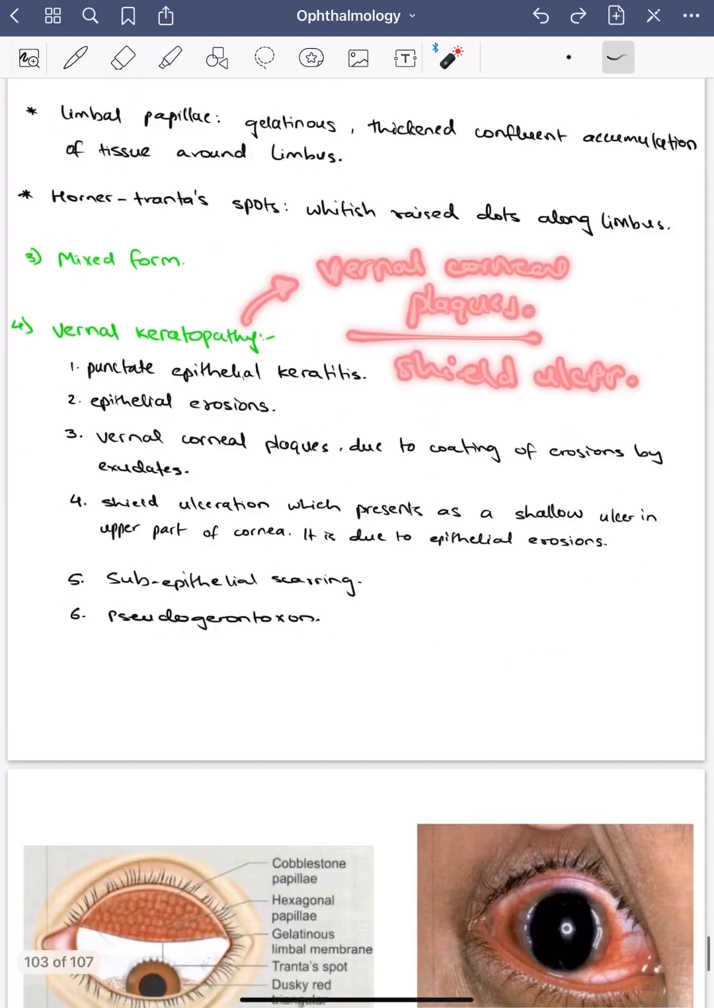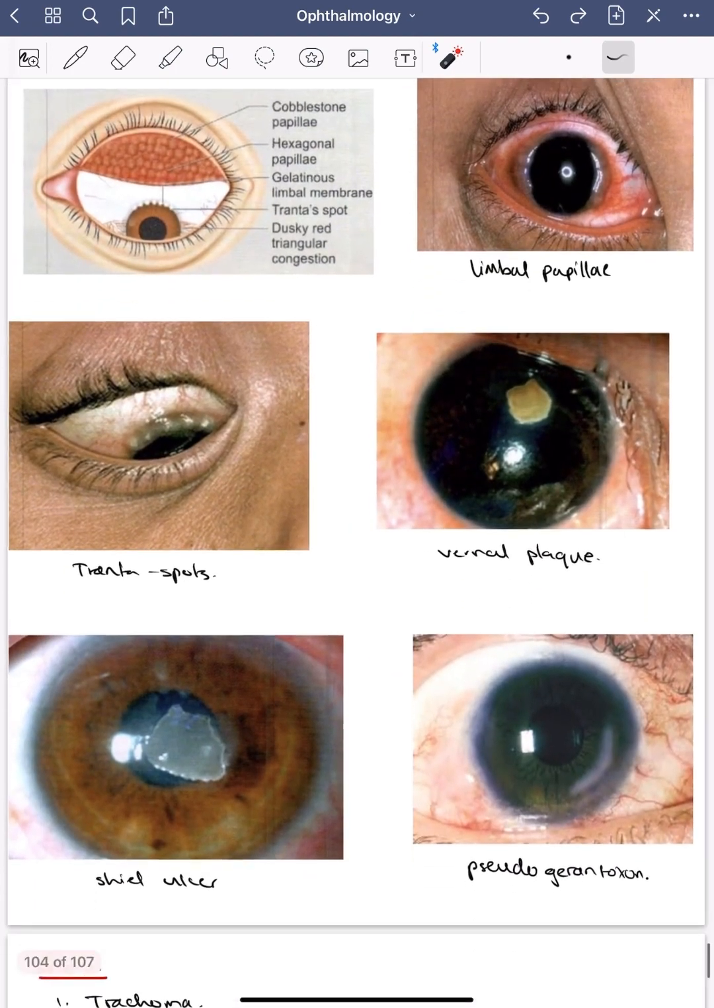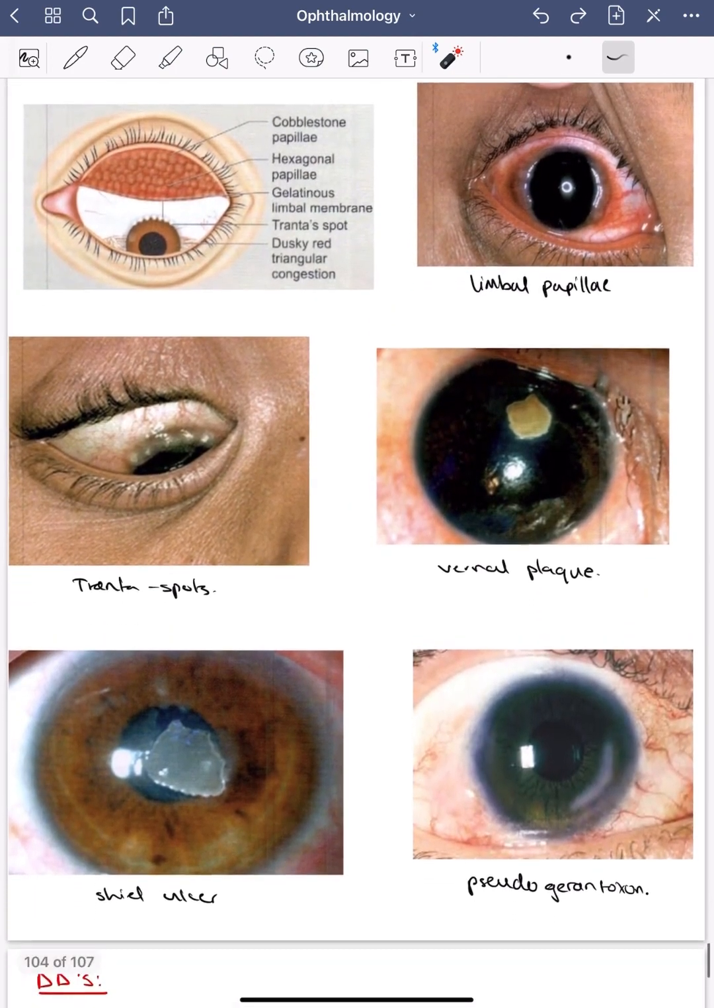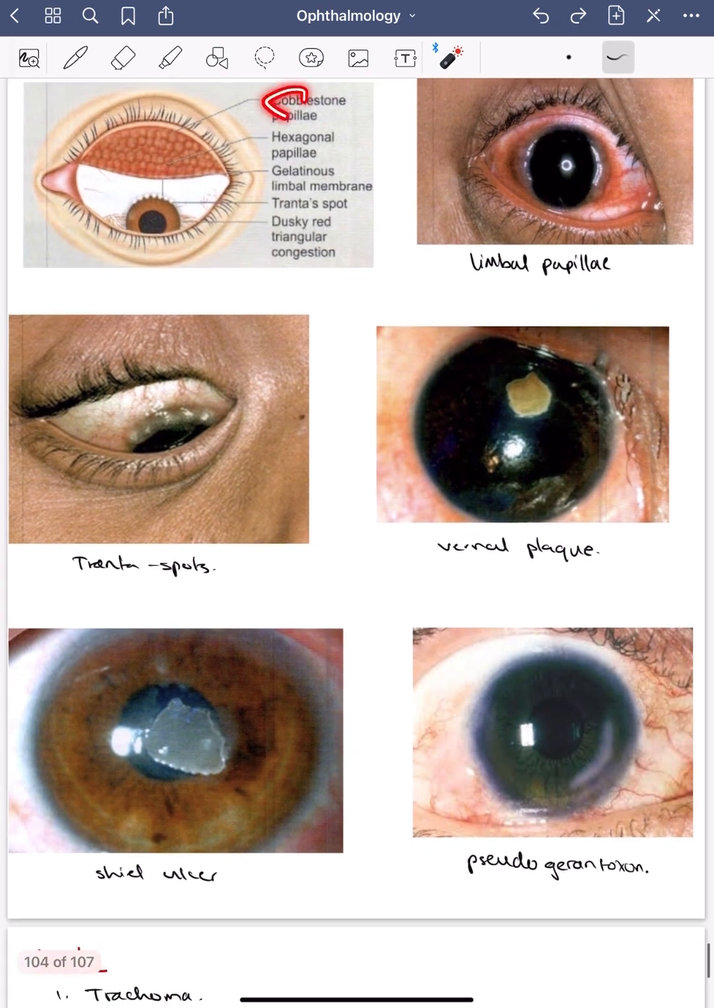Okay, now let us again revise the diagrams. So this shows the presence of cobblestone papillae, the presence of dusky red congestion, presence of Horner-Tranter spots. This is the clinical picture showing the presence of limbal papillae. Remember, it is a gelatinous accumulation of tissue around the limbus. This shows the Horner-Tranter spots, that is the whitish raised dots seen in the limbus.